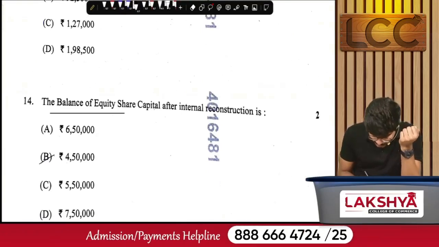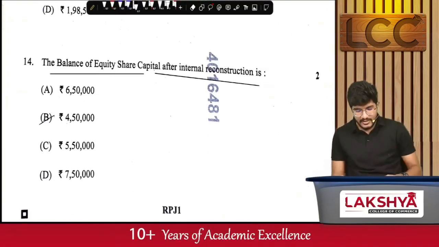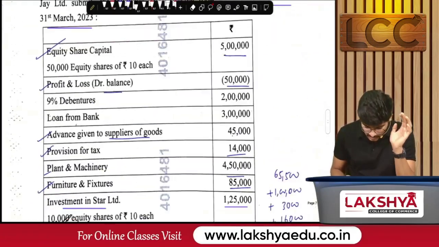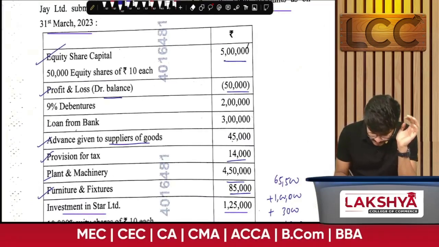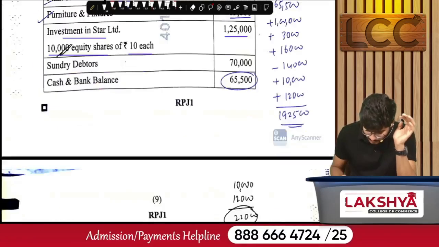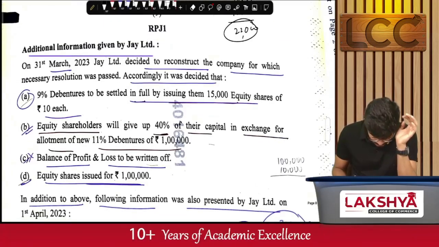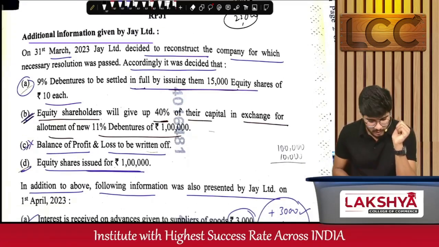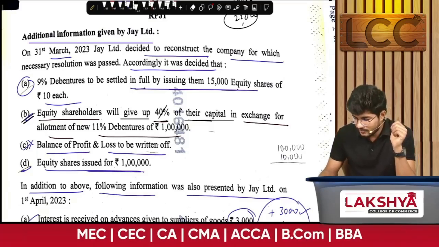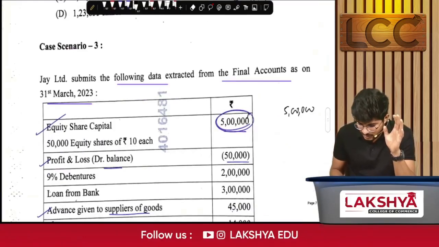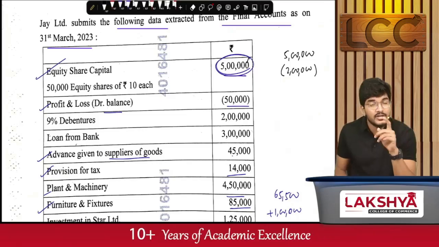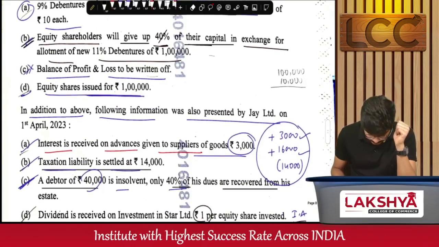Next, what is the balance of equity share capital after internal reconstruction? So here we should consider only equity share capital related transactions. So present equity share capital, how much? 5 lakhs. Present equity share capital 5 lakhs. Okay. Now in point B, equity shareholders will give up 40% of their capital. So out of that 5 lakhs, 40% was given up by the equity shareholders. So that means there is a reduction of equity share capital by 2 lakh rupees.